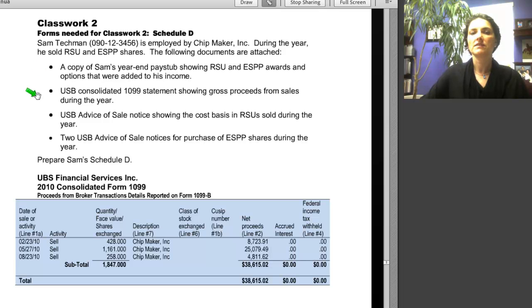Also, a UBS consolidated 1099 statement showing gross proceeds from the sale during the year. A UBS advice of sale notice showing the cost basis in his RSUs, which he sold during the year, and 2 UBS advice of sale notices for purchases of ESPP shares during the year. Use the information shown here to complete his Schedule D.